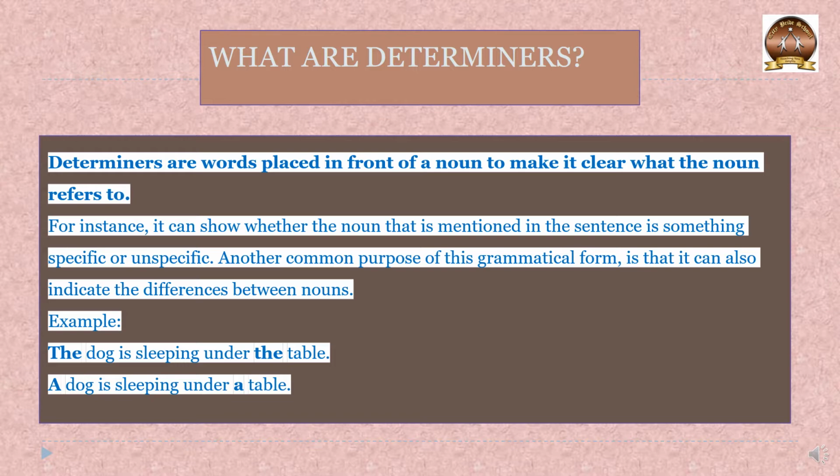Determiners can be general or specific. Like here, the dog is sleeping under the table. So here the dog and the table are specific. A dog is sleeping under a table is just general. We do not know.